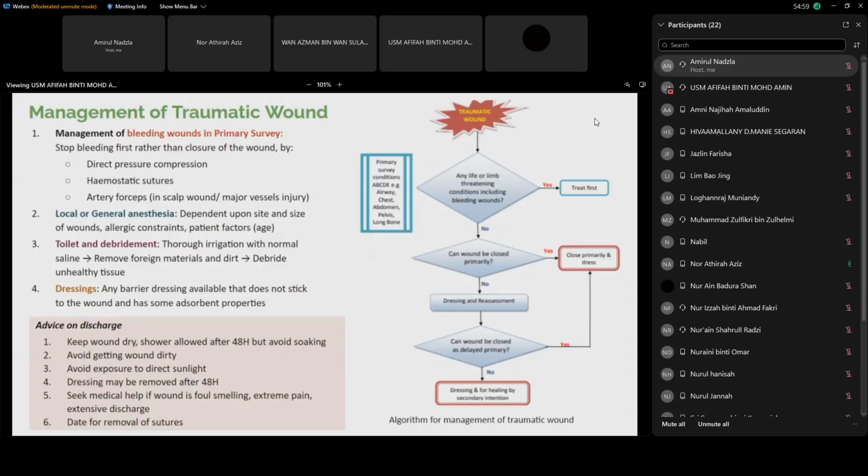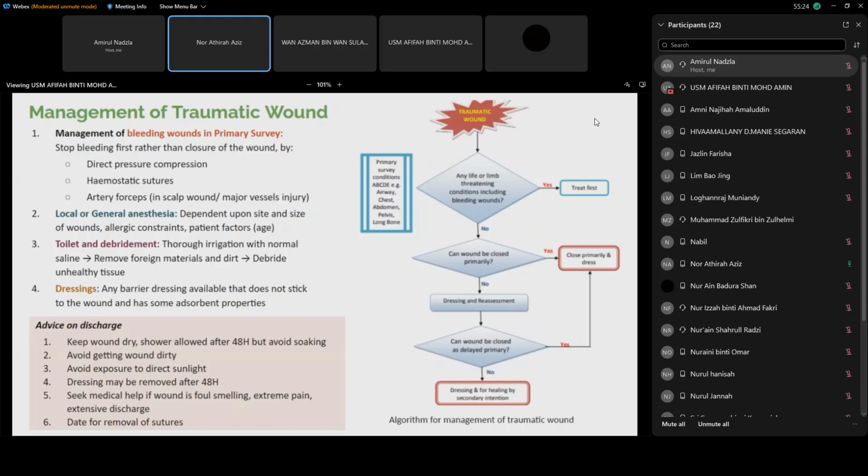Okay, for the management of traumatic wound, first we have to manage the bleeding wound in primary survey. So first we have to stop the bleeding rather than focus on the closure of the wound. The things that we can do are direct pressure compression, hemostatic sutures, or arterial forceps, usually used in scalp wound or major vessel injury.